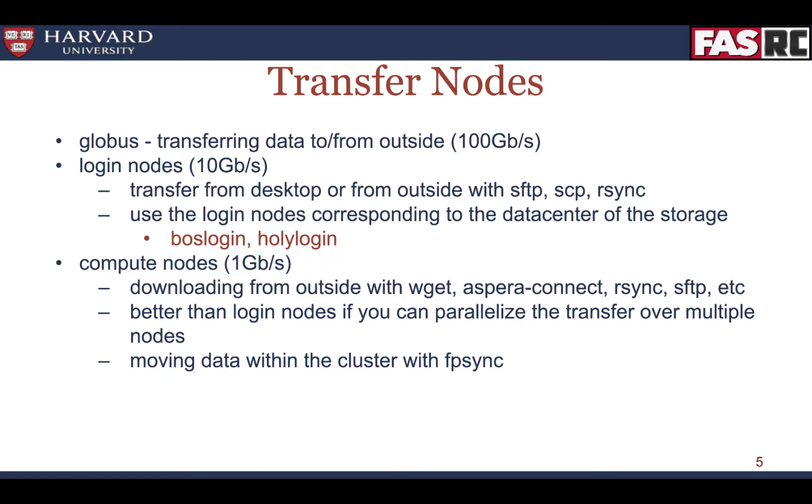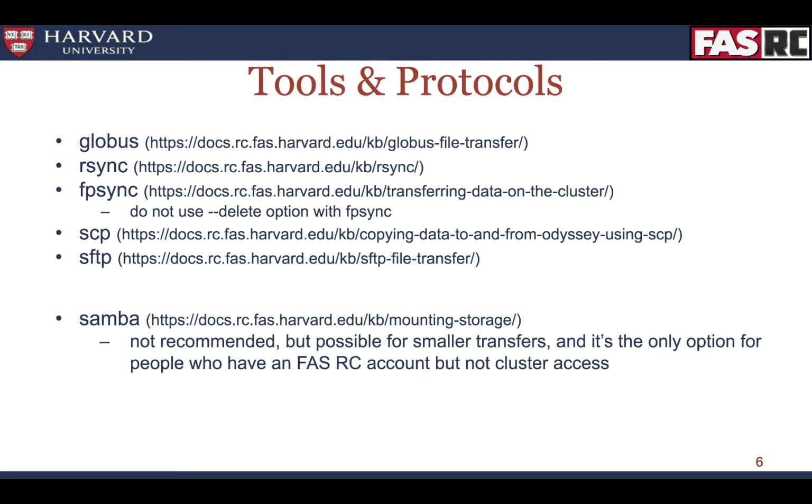The compute nodes are ideal for certain scenarios as well. If you are transferring data to or from outside the cluster, and you can parallelize the transfer in some way, the large number of compute nodes available on the cluster can be leveraged for a quick transfer. Or if you are moving data between 2 storage devices that both reside on the cluster, you can use fpsync on a compute node. The tools you use to perform the transfer are often dictated by the route you have determined or the transfer nodes you will go through.